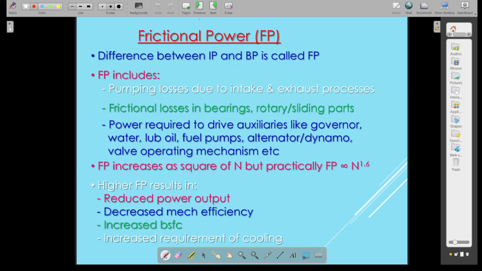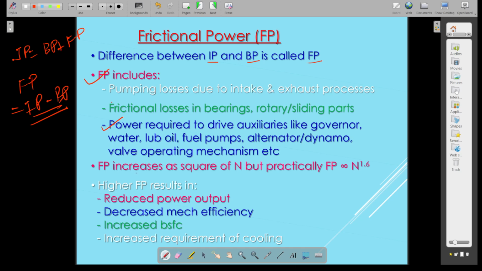Then we generally go for finding out the frictional power. What is the frictional power? The difference between the indicated power and the brake power is the frictional power. I know that IP is equal to BP plus FP. Therefore FP is equal to IP minus BP. What does the frictional power include? It includes the pumping losses, the frictional losses in bearings, and the power required to drive the auxiliaries like governor, water pump, lubricating oil pump, fuel pumps, alternator, and valve operating mechanism.